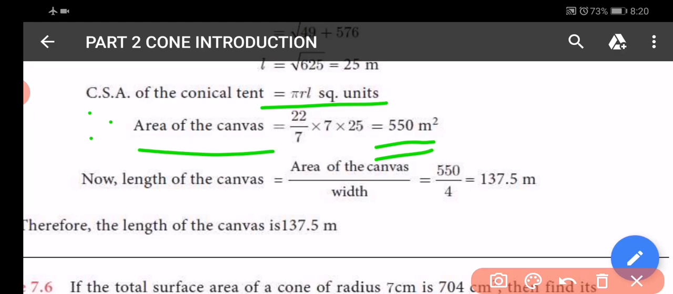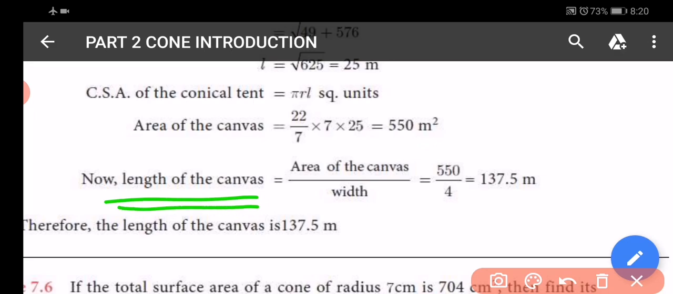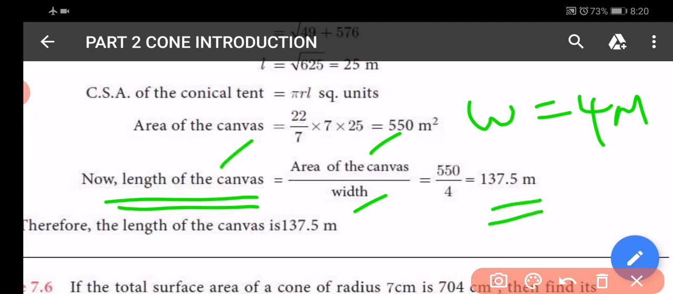Therefore, in the sum they asked the length of the canvas, which is equal to total area of the canvas divided by width of the canvas. In the sum, width equal to 4 meter. Already in the sum, w equal to 4 meter is given. Therefore length of the canvas equal to area of the canvas divided by width, equal to 137.5 meter. That is the length of the canvas needed.